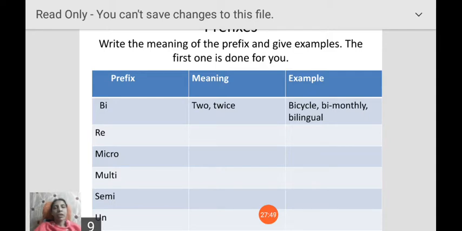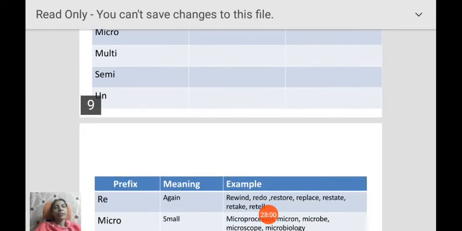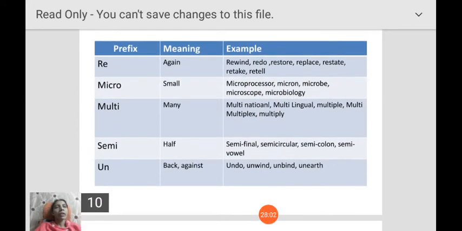Okay, I think it's over. Now look at the first word, re. Okay, I'll explain it to you. Re means again. Okay, re means again.